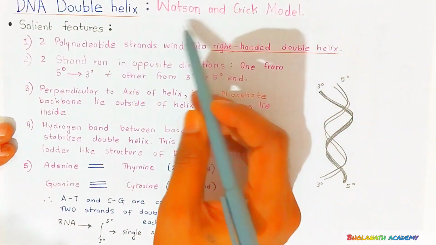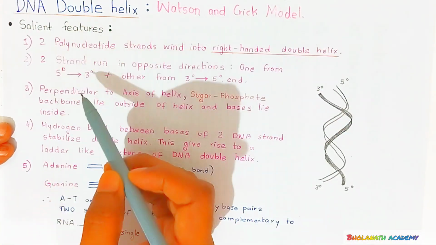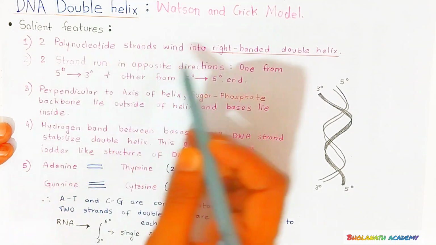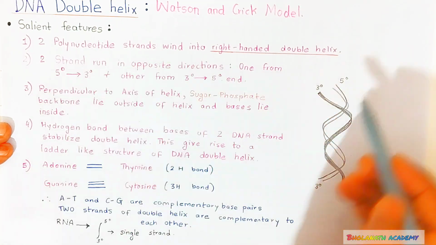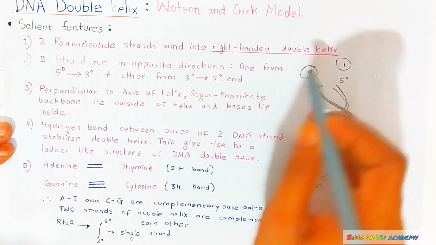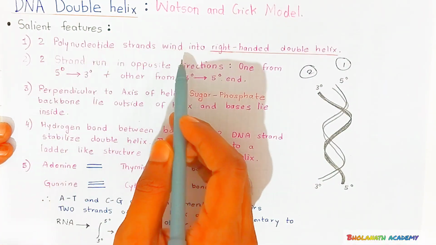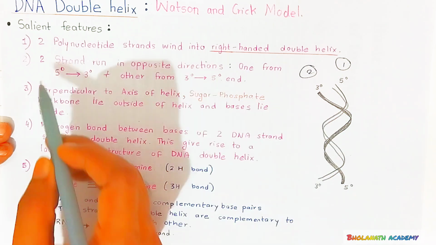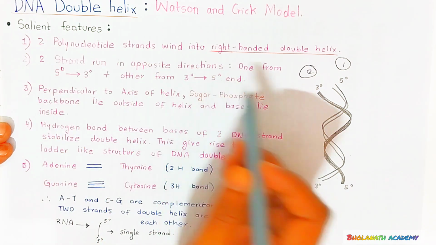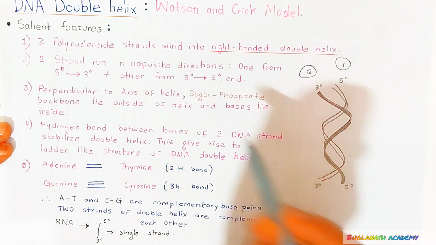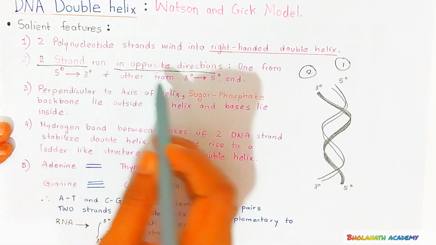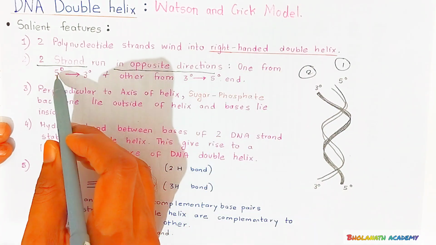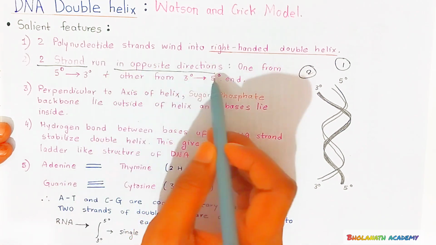So the DNA double helix was made by the Watson and Crick model. What are the salient features? Two polynucleotide strands wind into a right-handed double helix, that I have already shown you. This is the first strand, and this is the second strand. Two strands run in opposite directions. One will go in the upward direction, the other downward. One forms 5' to 3', the other will form 3' to 5'.